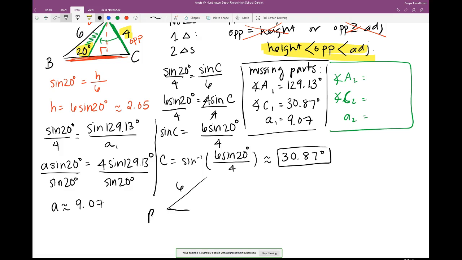Okay, so this is still angle B, and angle B is still how big? 20 degrees. That's why that's not moving. Okay, now the 4 is no longer to the right of the height, but it's now on the left of the height. And that leg is still what? How big is that leg? Still 4. That doesn't change anything, okay? Because that leg is still 4, that's why.